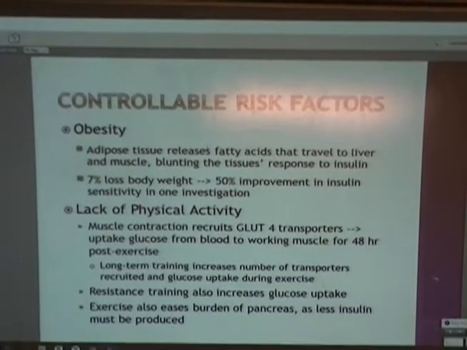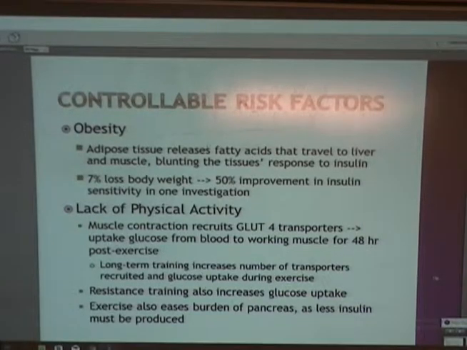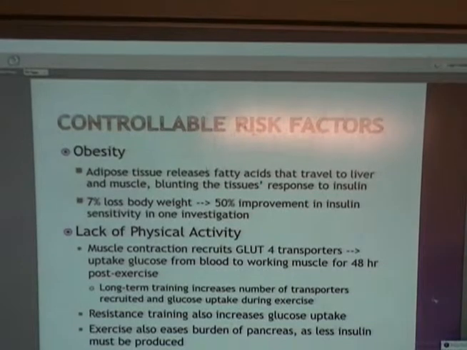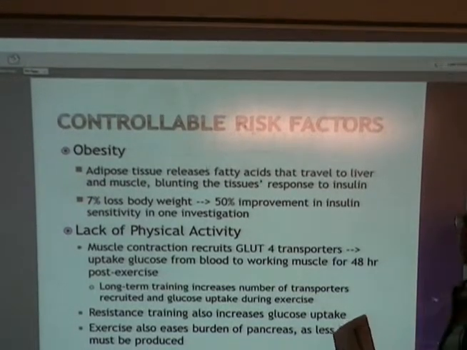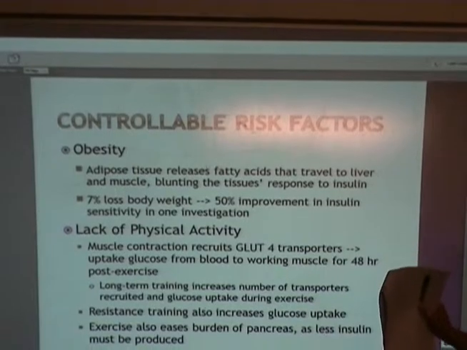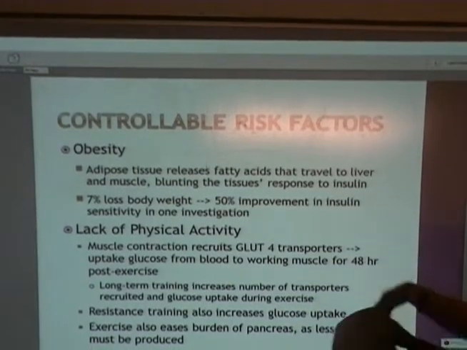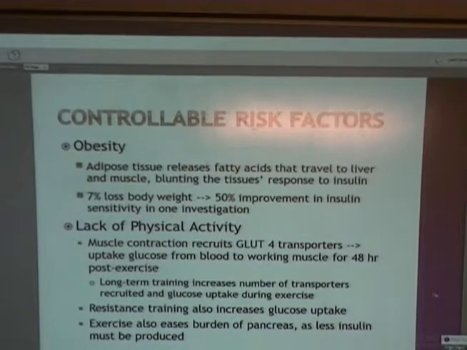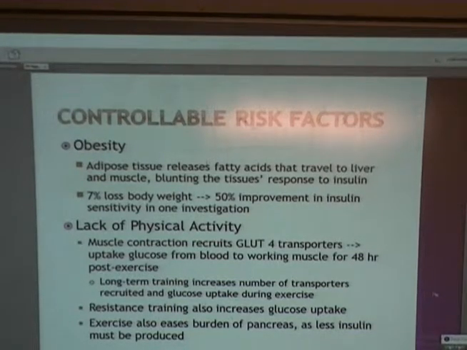A lot of the time you will see resources say this exercise has to be aerobic. And it does seem that aerobic has a longer benefit post-exercise, but resistance training also helps. That's good to know, because if we're looking at a holistic health program, then that person shouldn't only be doing aerobics and no resistance work.